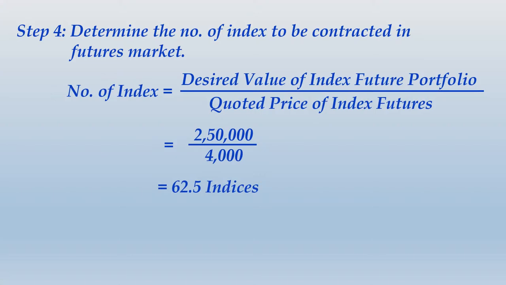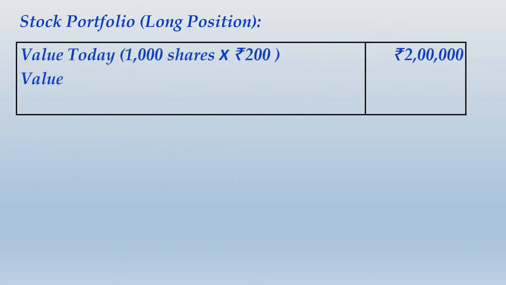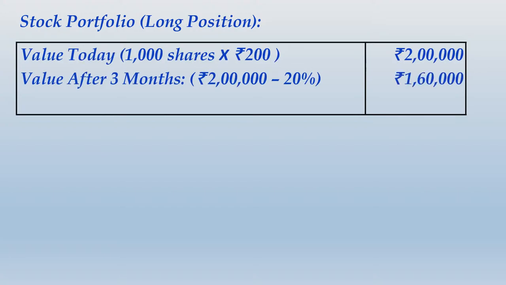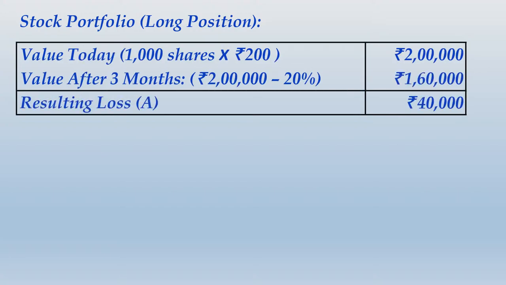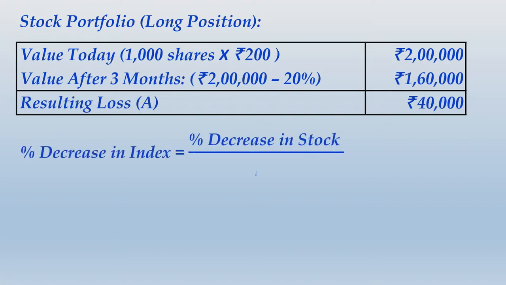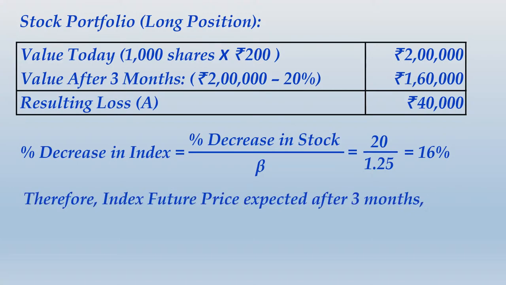Alright then, once you have understood this, moving forward, for the stock portfolio where you have a long position, the value today is 2 lakhs, and the value after 3 months with a 20% decline will be 1,60,000, so the resulting loss is 40,000. Now the percentage decrease in index, you know how to find it: it is the percentage decrease in stock divided by beta, that is 20% divided by 1.25, that is 16%. Therefore the index future price expected after 3 months will be 4000 minus 16%, that is 3360. So please make sure that you have understood this working, take the screenshot, do the needful, and then I take you ahead.